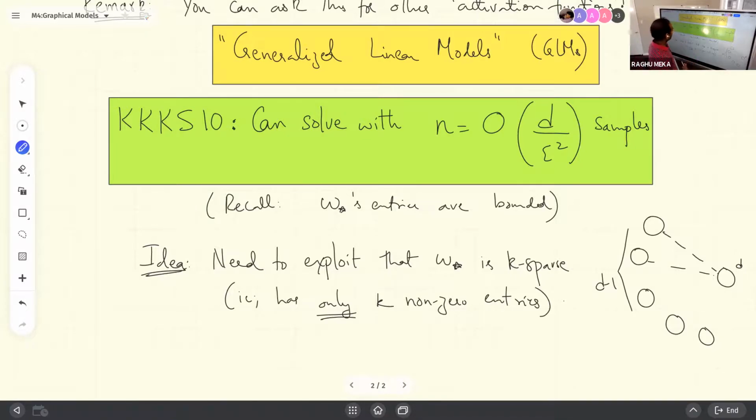Okay? All right, and that's exactly what we are going to do. So actually this paper, KKKS, they started this trend, and we followed up on this trend. They call their algorithm GLM-tron.